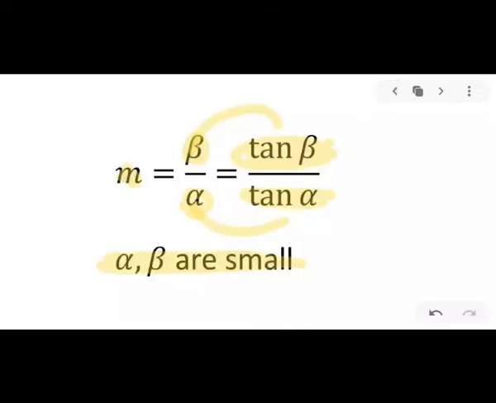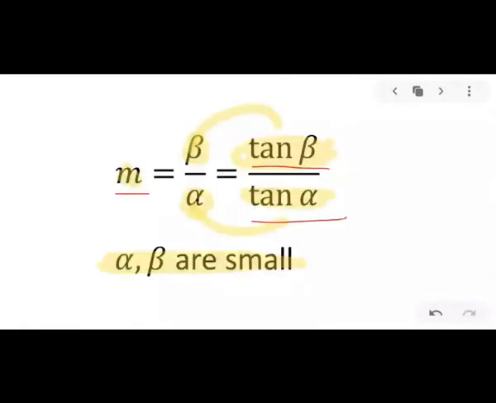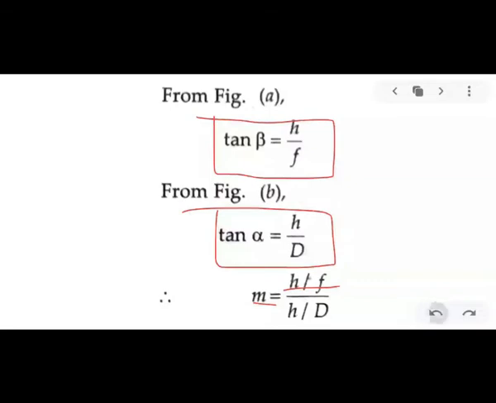And we know magnifying power equals tan beta by tan alpha. So I can divide this ratio: m equals h by f divided by h by d. So let's simplify. h and h get cancelled, and this d will go to the numerator and f to the denominator. So I will have m equals d by f. This is the expression for the magnifying power when the final image is formed at infinity.